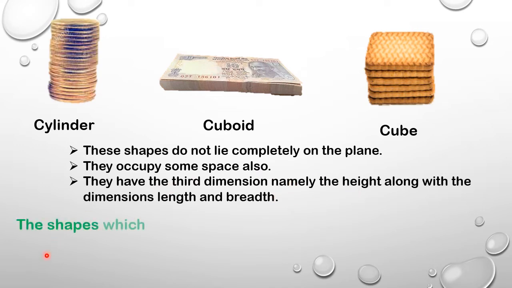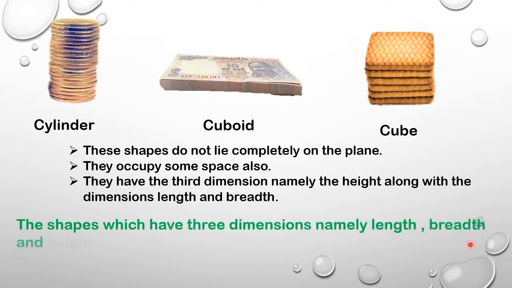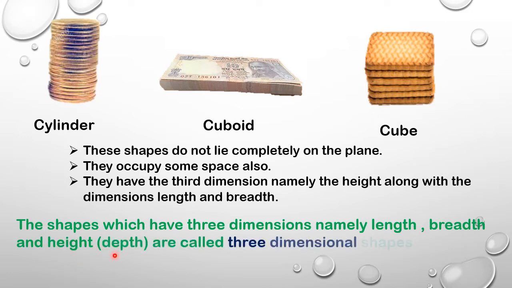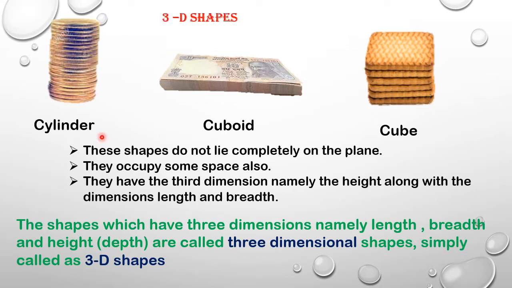So the shapes which have three dimensions, namely length, breadth and height, or we can say depth also, depending upon the solid objects, are called three-dimensional shapes, simply called 3D shapes. So now these shapes are called 3D shapes because cylinder, cuboid, cube have three dimensions, isn't it? Not only these three shapes, we have many more shapes which have three dimensions.